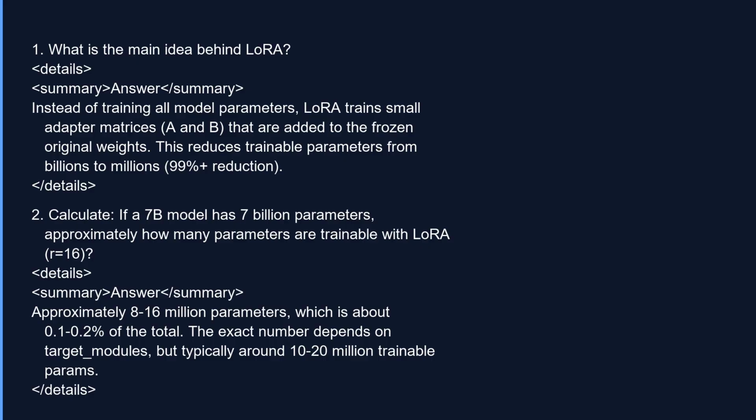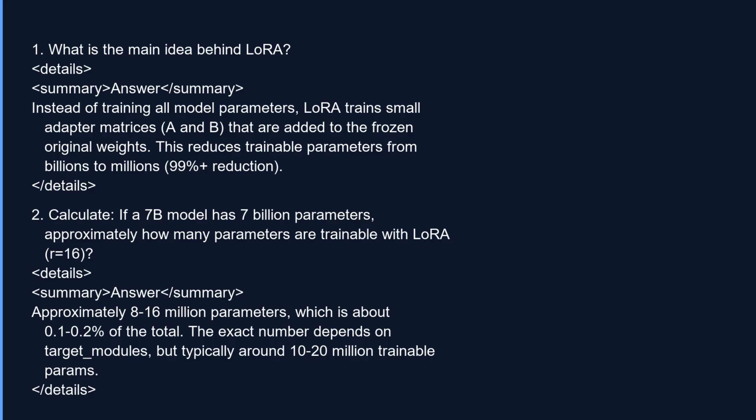2. Calculate: if a 7B model has 7 billion parameters, approximately how many parameters are trainable with low-rank adaptation, R equals 16? Answer: approximately 16 million parameters, which is about 0.2% of the total. The exact number depends on target modules, but typically around 10-20 million trainable parameters.